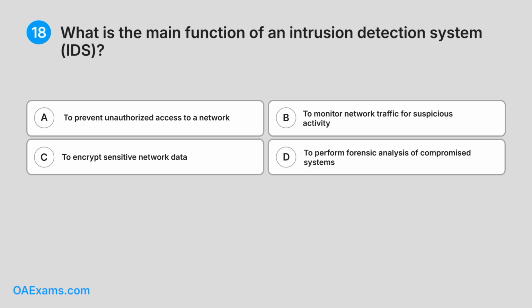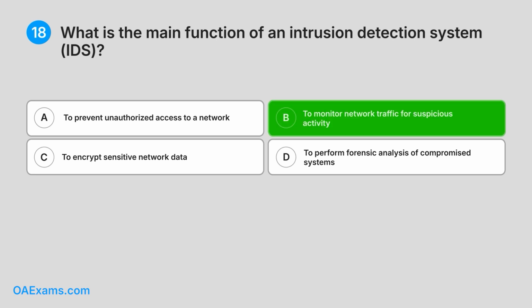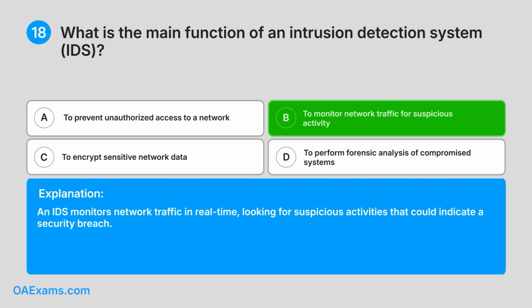Correct answer. B. To monitor network traffic for suspicious activity. Explanation. An IDS monitors network traffic in real time, looking for suspicious activities that could indicate a security breach.